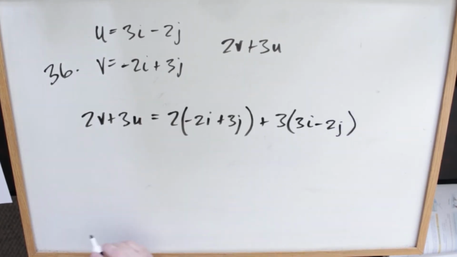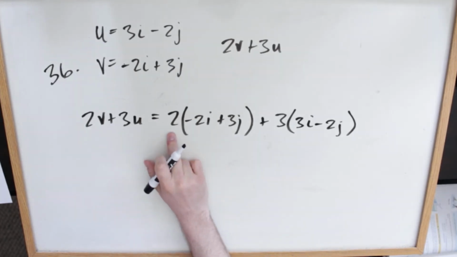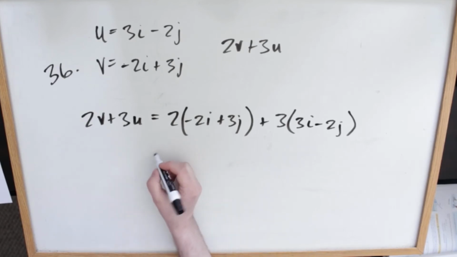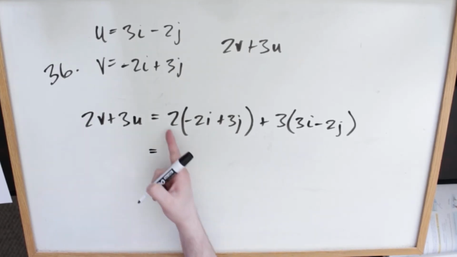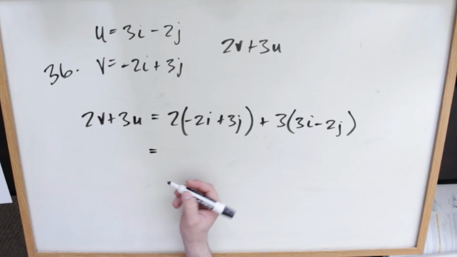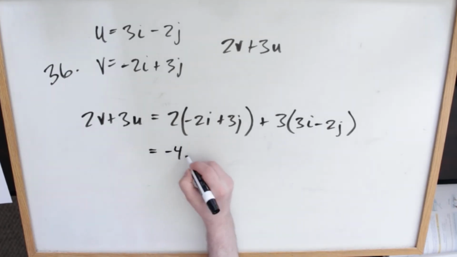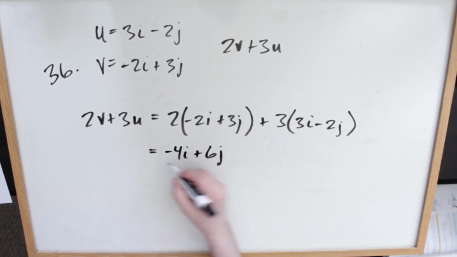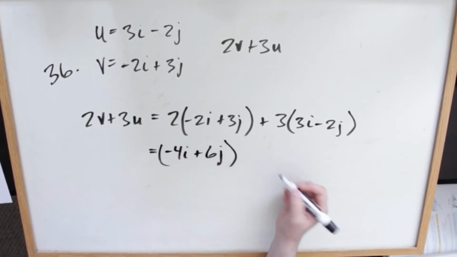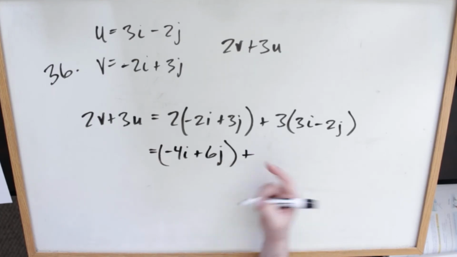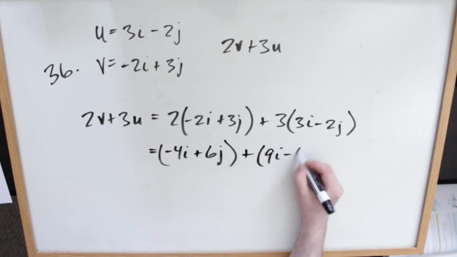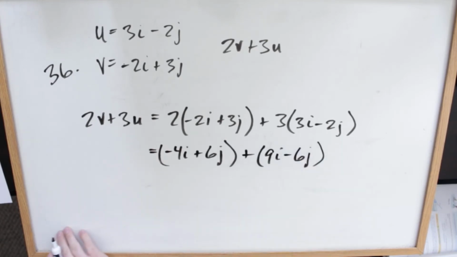Okay, now what we need to do is, these are scalar quantities that are multiplying by these unit vectors. So essentially, all you're going to do is just distribute this 2 across the board. So this is going to be a minus 4i plus 6j. And then we'll do the same thing over there. I'm just going to put it in brackets to indicate the correct each component. So this will be 9i minus 6j. Okay?